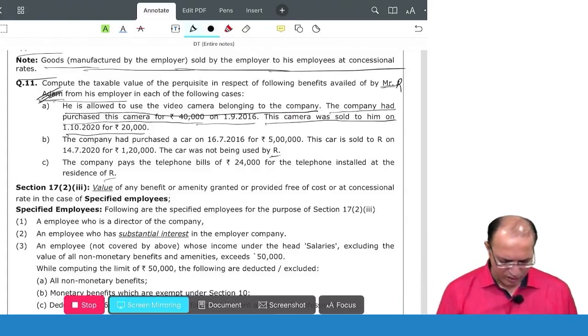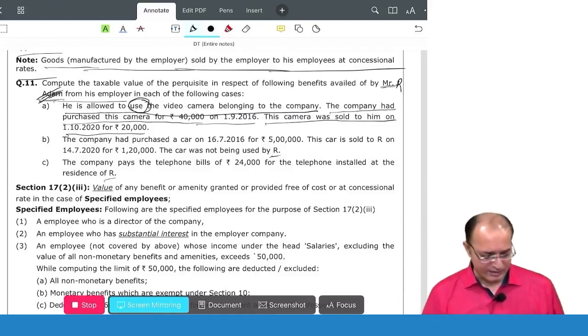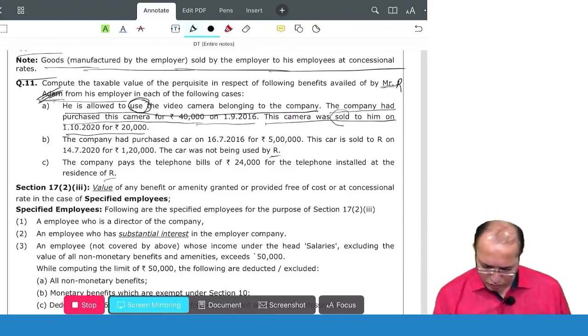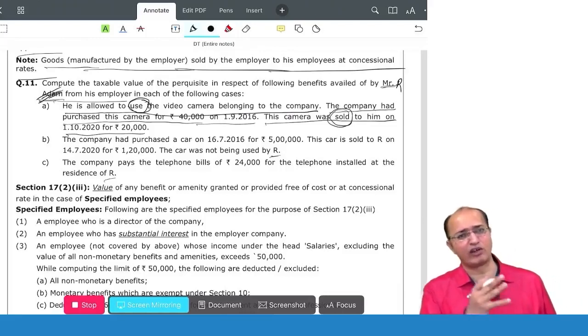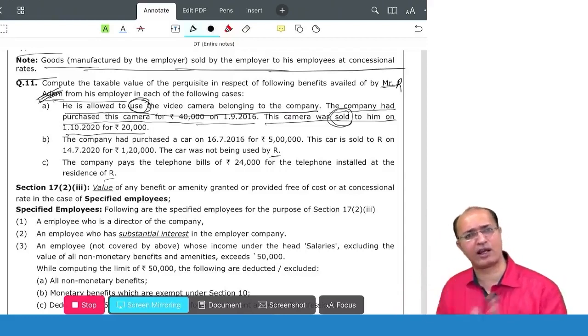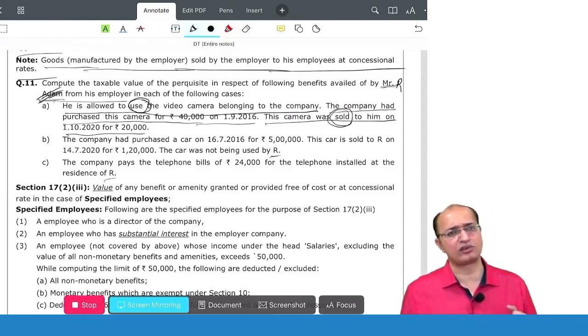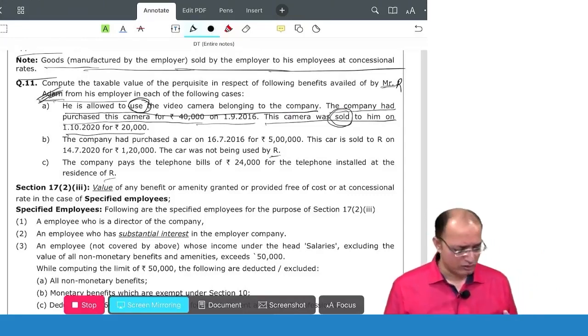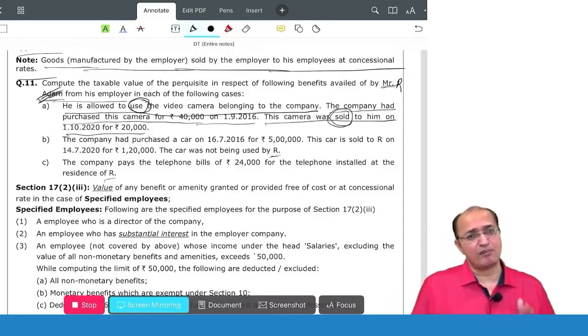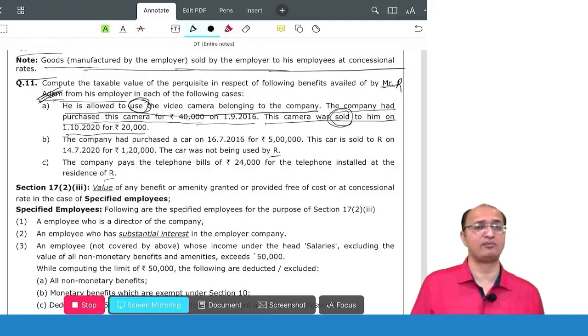You refer to the first line, it says he is allowed to use the video camera belonging to the company. And that same video camera is sold to him on 1st October. Once the video camera is sold to the employee, definitely he is the owner. Now he will use that camera for the entire life of the camera. So we can say that there is an advantage only when you have a chance to use someone else's asset. So my question to you is, in this case, the employee was using the video camera of the employer for how many months in a year?